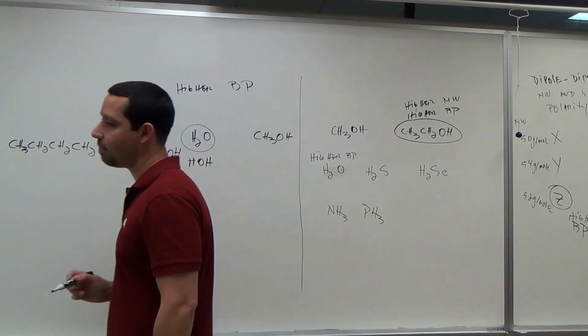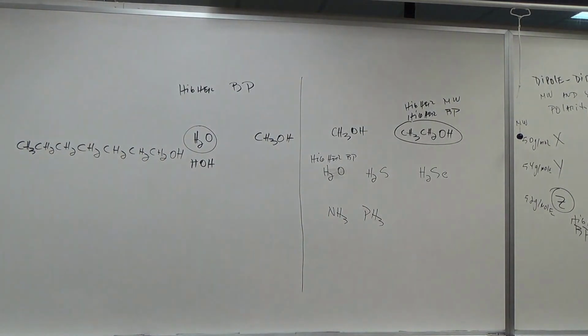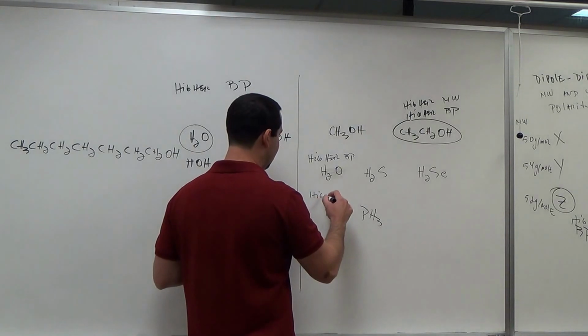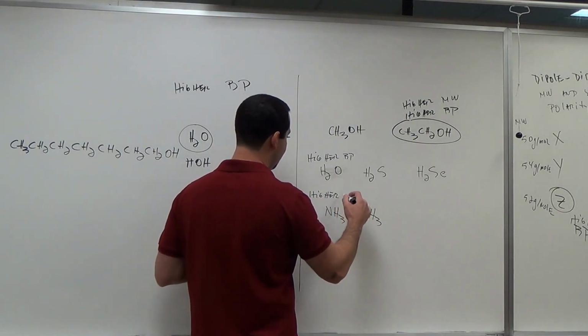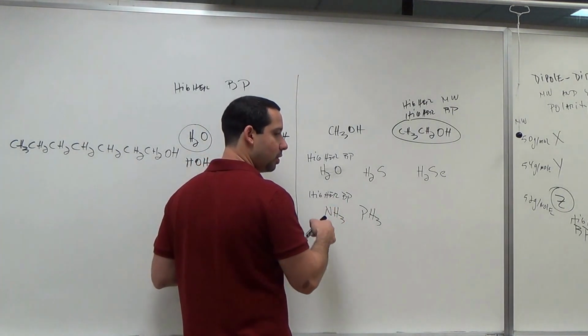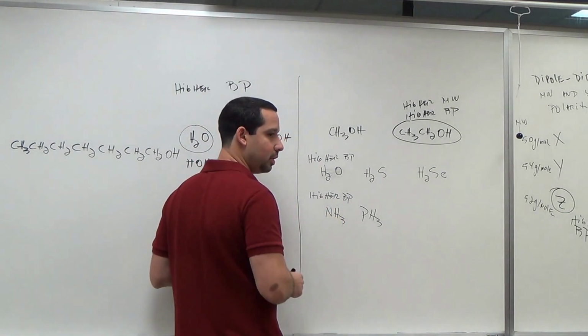Which of those two should have a higher boiling point? NH3 or PH3? NH3 has a higher boiling point. Once again, this has a higher boiling point because of the strength of the intermolecular forces or the polarity. Yes?